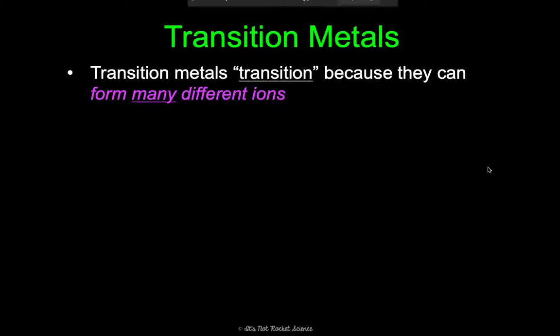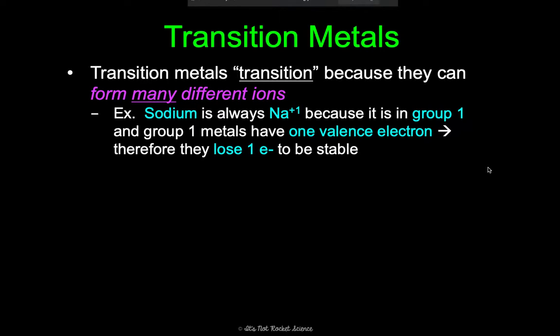Transition metals transition because they can form many different ions. So an example would be sodium is always Na+1 because it's in group 1, and group 1 metals have one valence electron. Therefore, they lose one electron to be stable. So they're normal. They can only form that one ion. But then you've got something like iron that is a transition metal that can be iron +2 or iron +3. Kind of depends on what it's being bonded with.